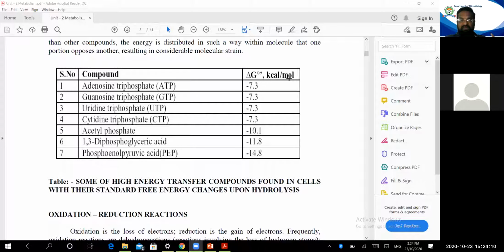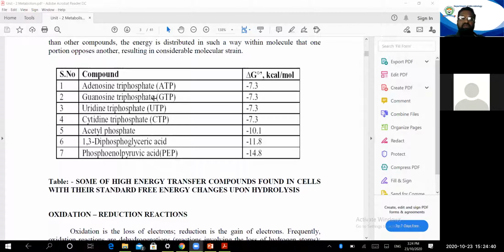Similarly, we have other molecules like acetyl phosphate. It has much higher energy as compared to ATP. It contains 10.1 kilocalories. When it is broken down, it releases 10.1 kilocalories. Or similarly, diphosphoglyceric acid, which releases 11.8 kilocalories, or PEP, phosphoenol pyruvate. This releases 14.8 kilocalories when it is broken down.